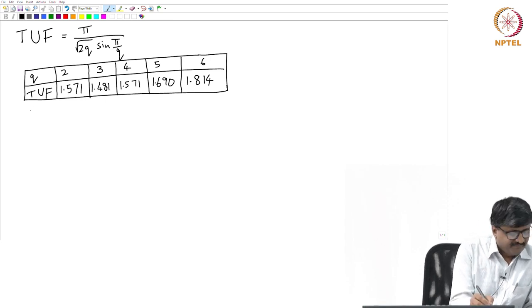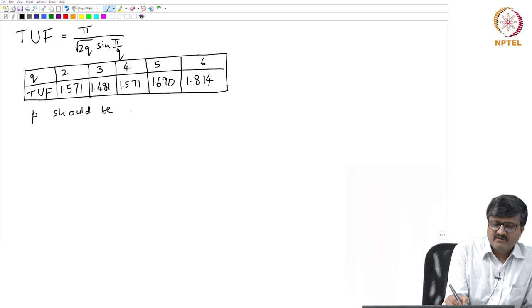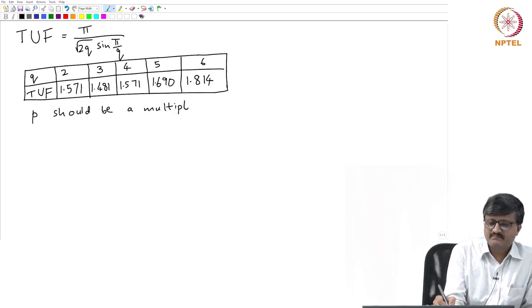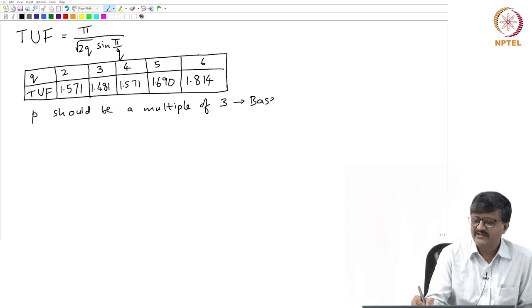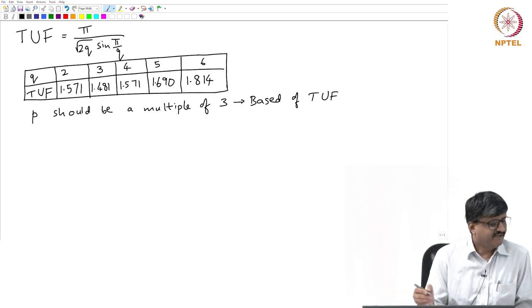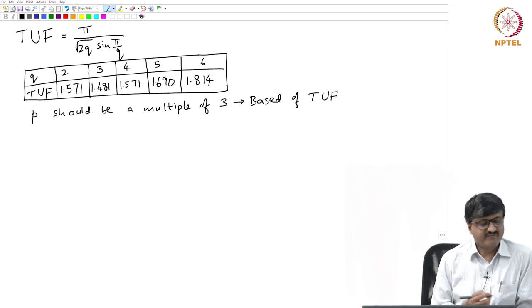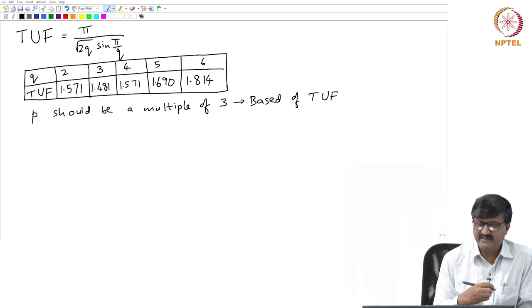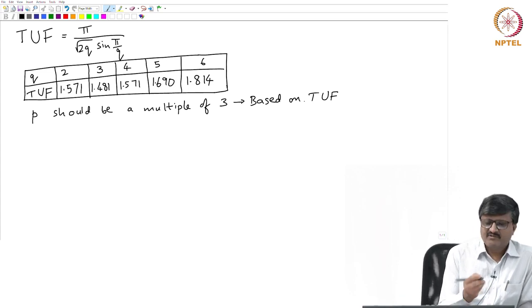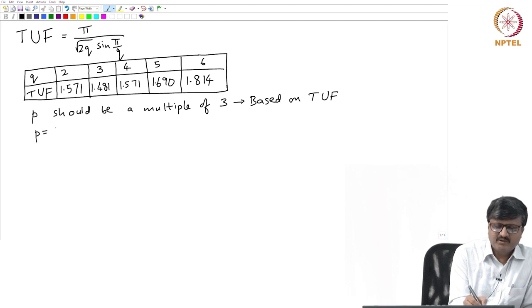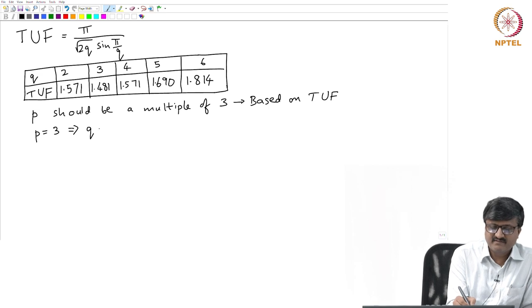So, we can say that P should be a multiple of 3. Now, please note this result is applicable only based on TUF. Now, we have to verify whether the value utilization factor will give a different choice for Q and hence a different choice for P. So, if the pulse number P is equal to say 3, then this means the optimum values of Q, R and S are Q equal to 3, R equal to 1, S equal to 1.